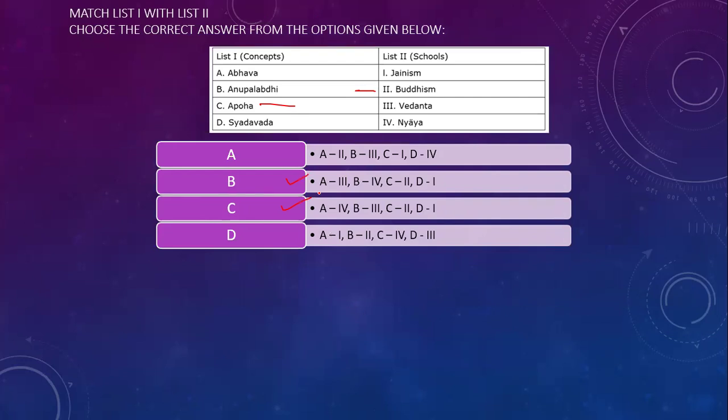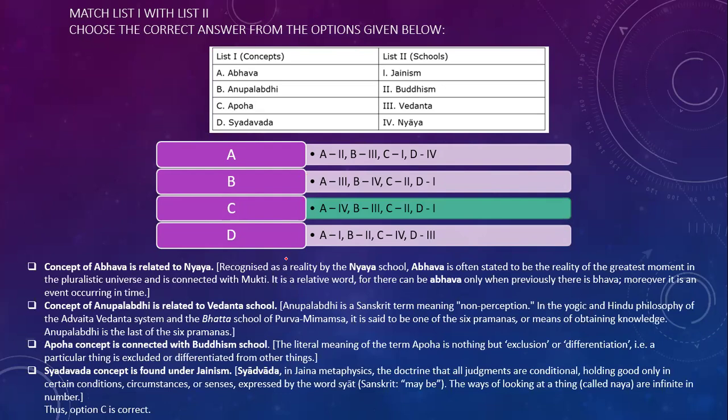Okay, let's check the answer. This one is the correct answer. The concept of abhava is related to Nyaya. Recognized as a reality by the Nyaya school, abhava is often stated to be the reality of the greatest moment in the pluralistic universe, and it's connected with mukti. It is a relative word: there can be abhava only when previously there is a bhava. Moreover, it is an event occurring in time.